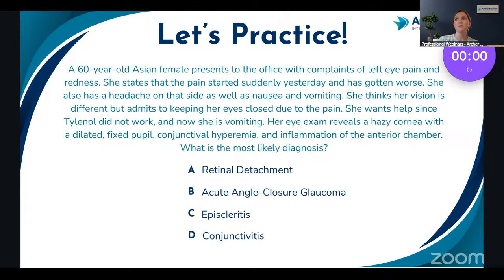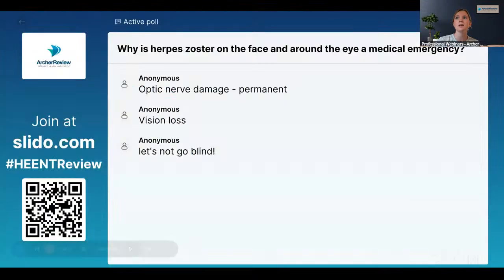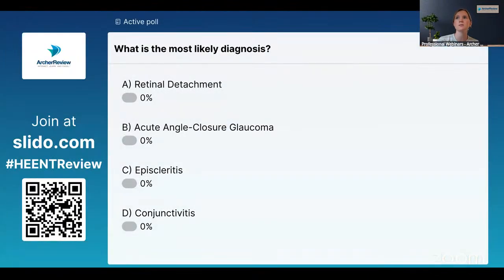Her eye exam revealed a hazy cornea with a dilated fixed pupil, again, those red flags, conjunctival hyperemia, and inflammation of the anterior chamber. So what do you guys think is the answer to this one? What is the most likely diagnosis?